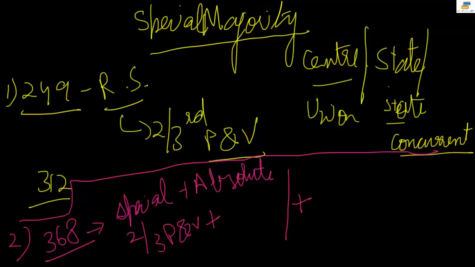For example, now if you want to pass, as I talked, constitutional amendment bill, right? Now under Article 352 also this is needed, special majority. Where is the need? We are talking about the need of the special majority. So let me just put a line over here so that it's easy for you to understand. 352, right? Article 352 is national emergency.